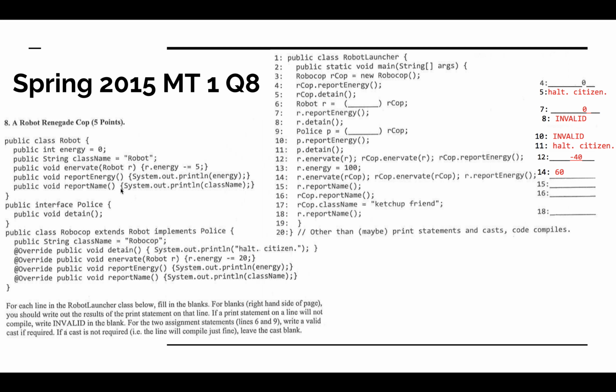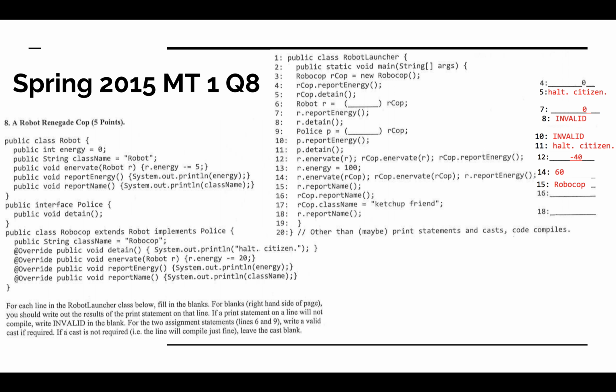But then when we actually run it, it would look at its dynamic type, which is Robocop, and it would see report name, prints out class name. So what would it print in this case? Robocop. Yeah, you have a question?